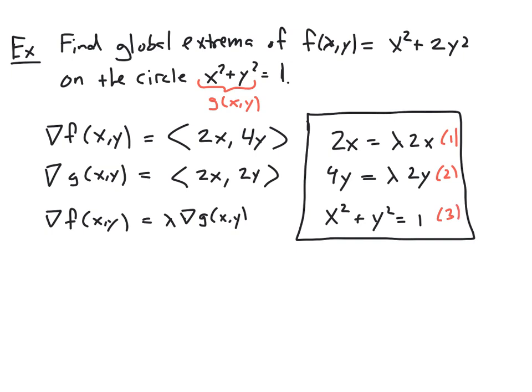And so on the next slide, if I just refer to equation 1, I'm referring to the equation 2x equals lambda 2x. If I'm referring to equation 2, I mean 4y equals lambda 2y. And I'm just going to follow this convention just to make our work a little bit easier and more straightforward to follow. Right, so for this particular system, I'm going to start with equation 1, which was that 2x equals lambda 2x.